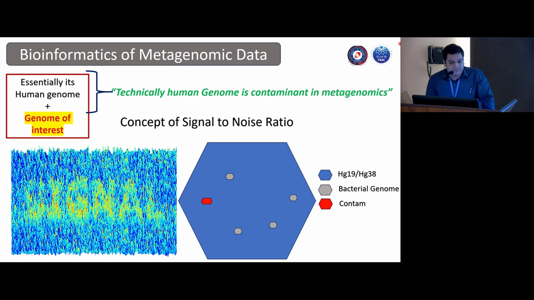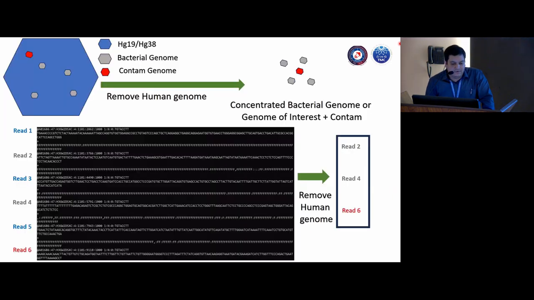And in metagenomics, the noise is actually your human genome, so you have to remove it. Now how to remove it computationally, I will tell you. In these FASTQ files just shown by Vaibhav, you can see different reads. You have to identify the human genome reads and just mask them or remove them. I would prefer masking them.